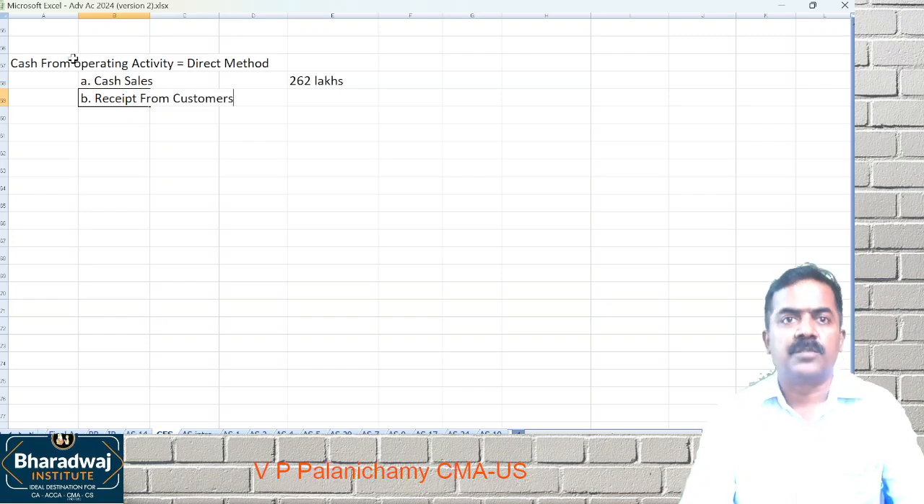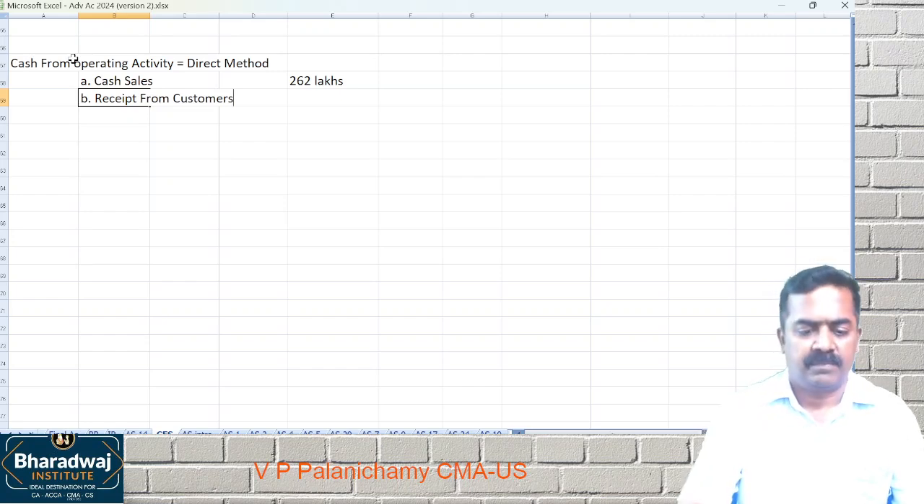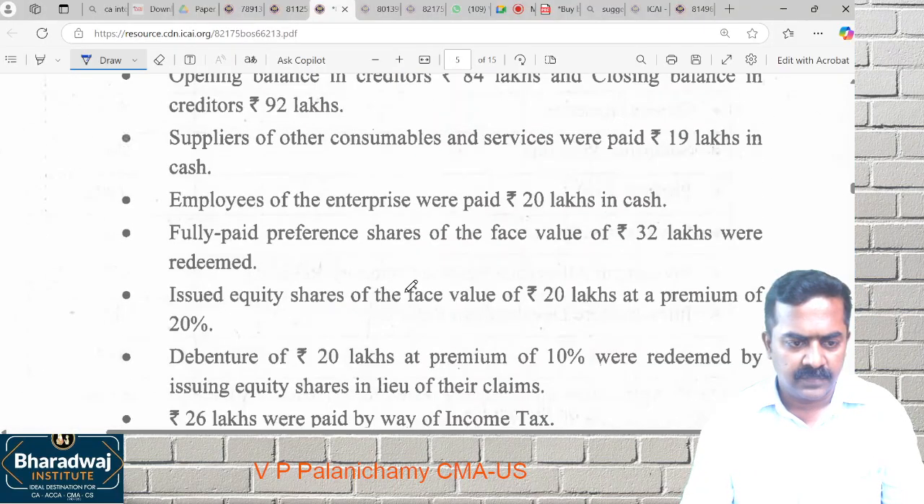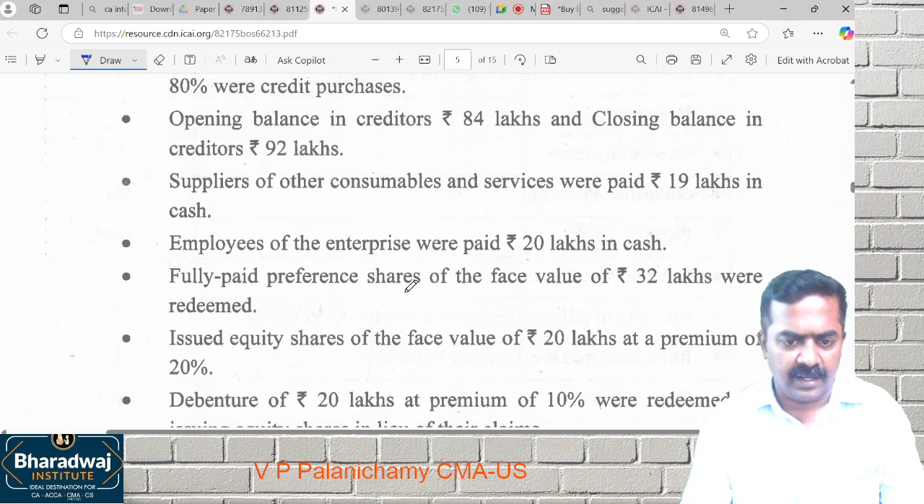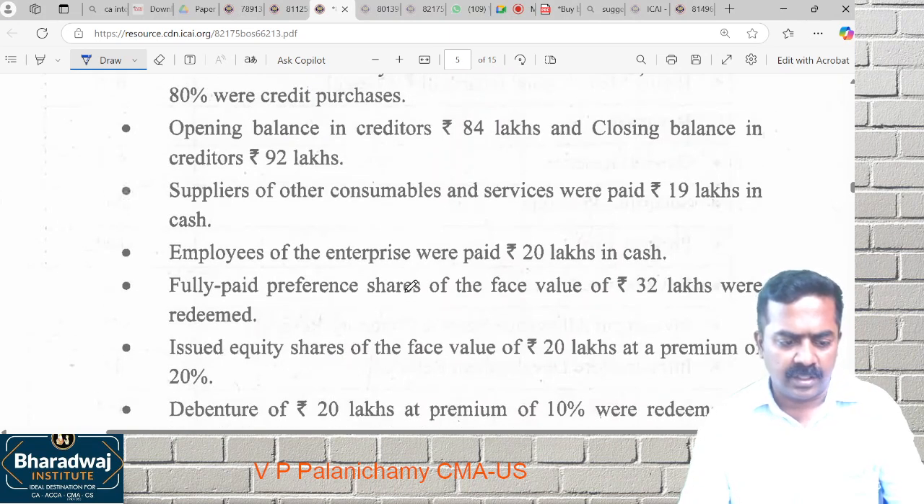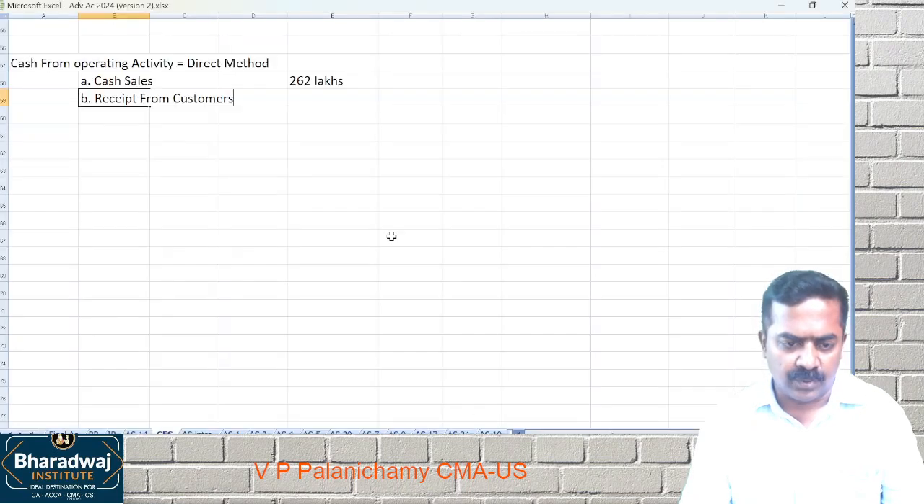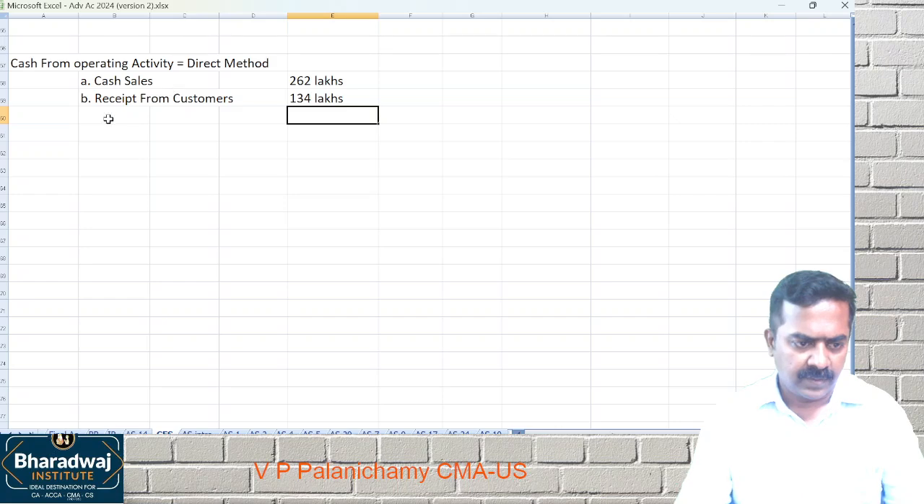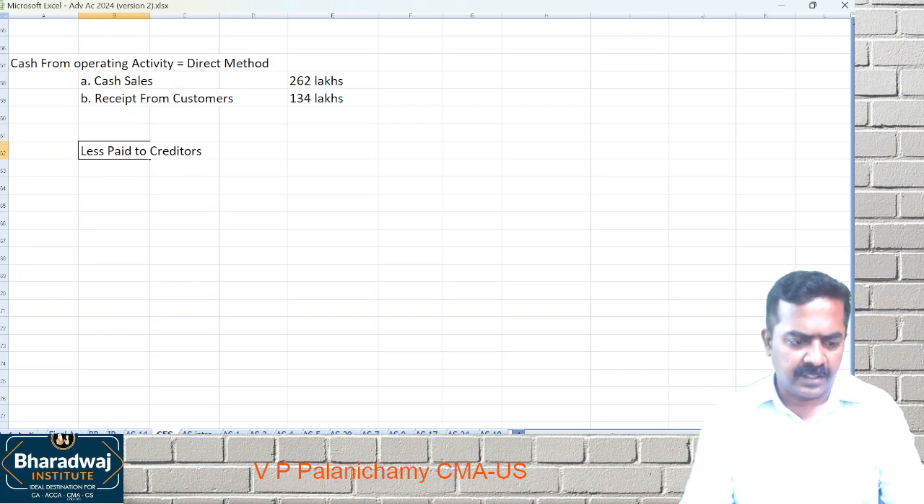Receipt from customers, they have given here. Look at the second point, how much have we been given? Receipt from customers are directly given, 134 lakhs. From that, less paid to creditors. What is paid to creditors?